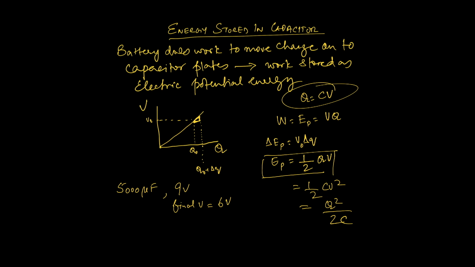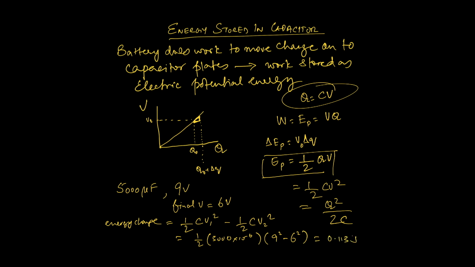So the energy change is going to be the energy initially, half C V1 squared, minus half C V2 squared. The voltage has changed, right? So we can write it as half times 5,000 microfarads, or 5,000 times 10 to the negative 6 farads, times V1, which is 9 volts, squared, minus V2, which is 6 volts, squared, which is equal to 0.113 joules.